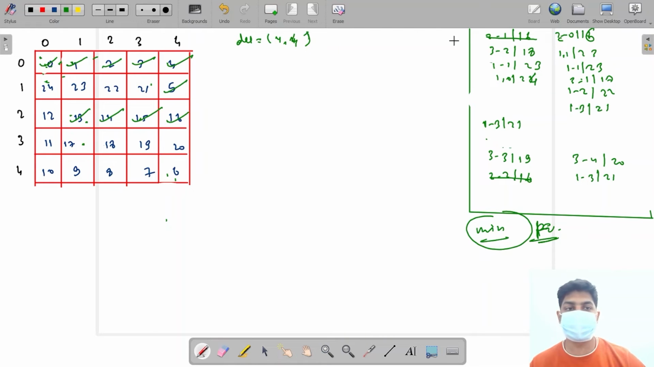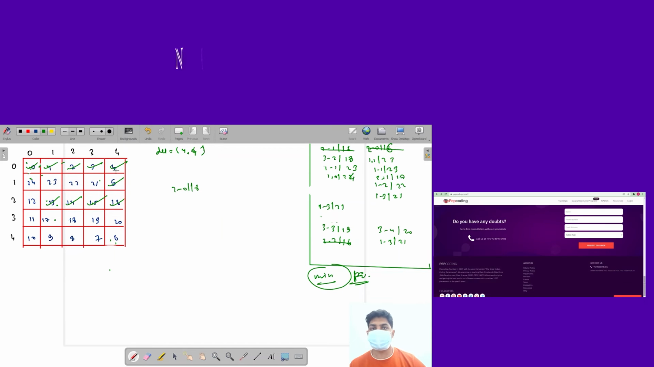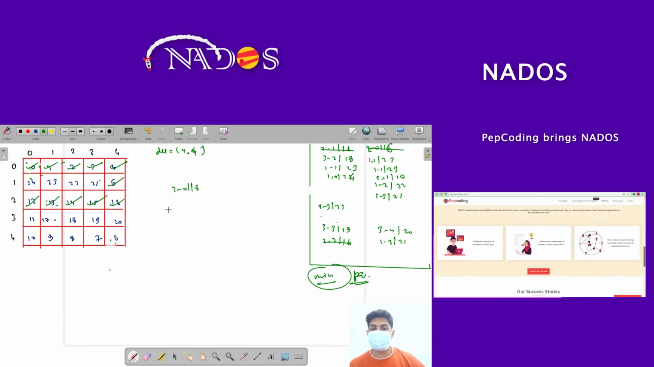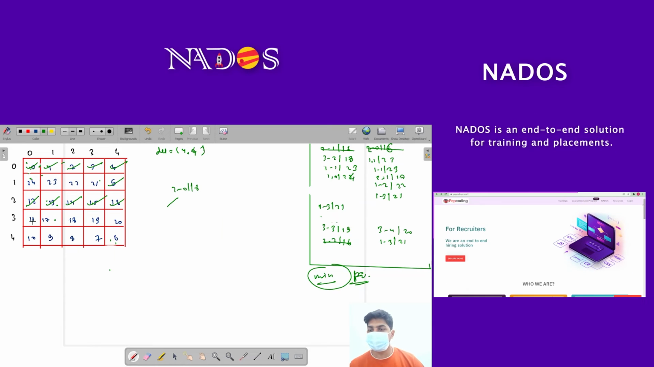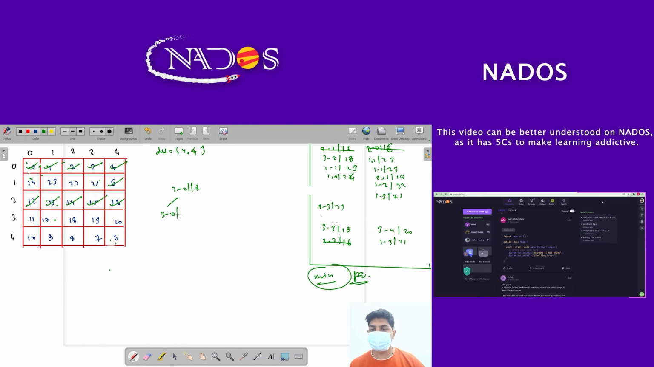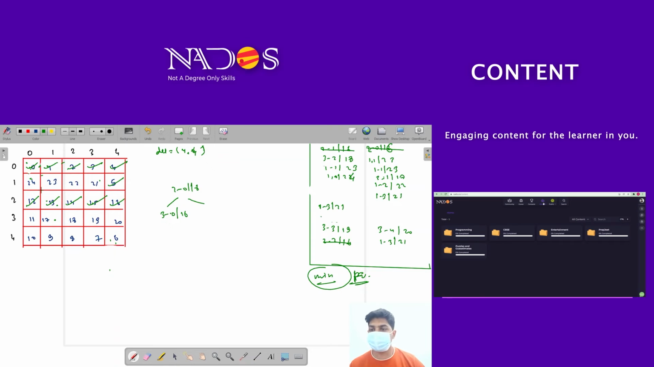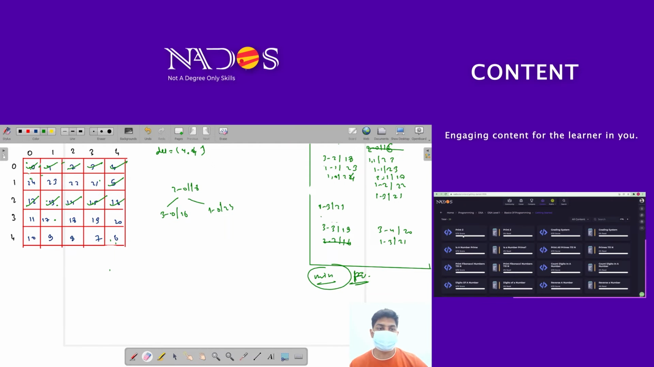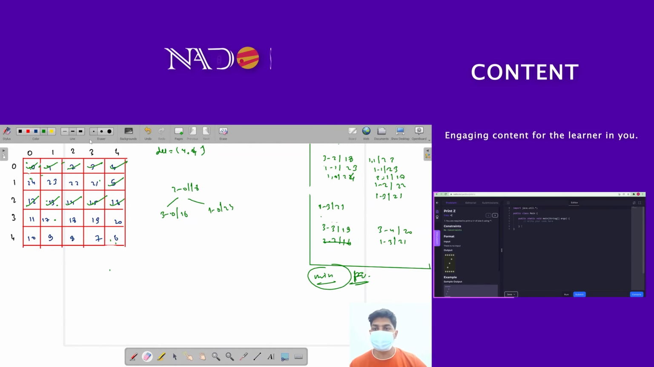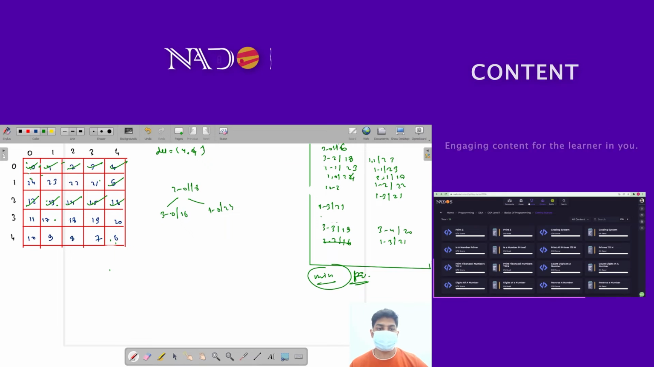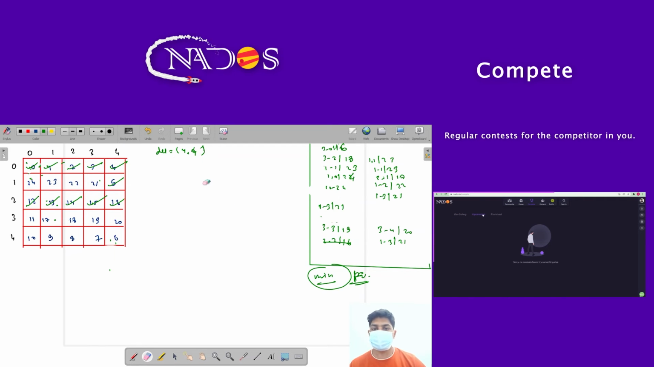Minimum element is what? 2 comma 0 with 16. Is it equal to destination? No. We will mark it as visited, and we will add the neighbors. Its neighbors are 3 comma 0 with 16, and 1 comma 0 with 24. Okay, so 3 comma 0 with 16, and 1 comma 0 with 24. Now let's remove the minimum element again.